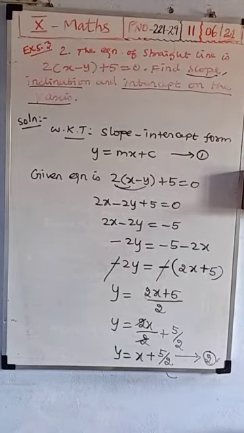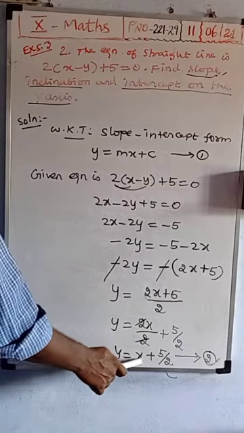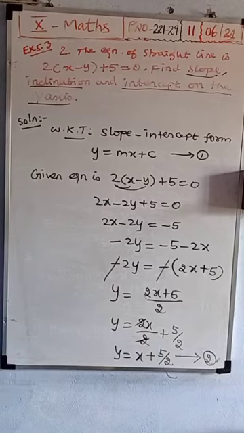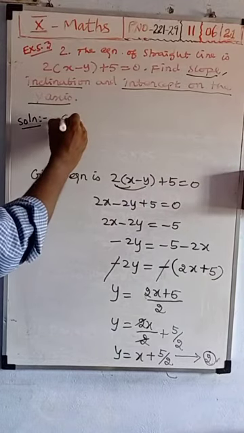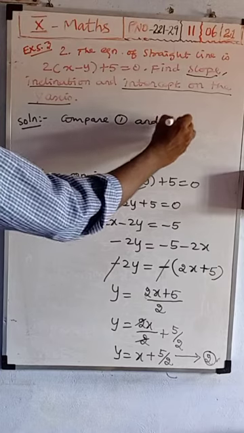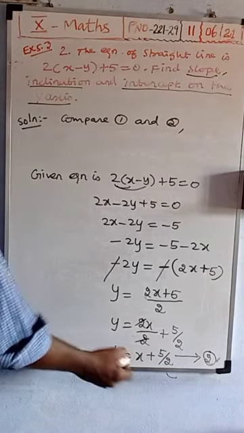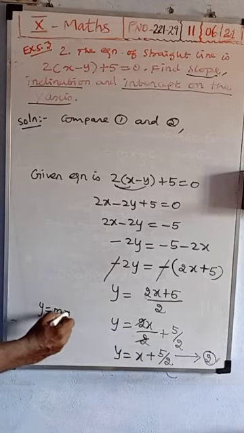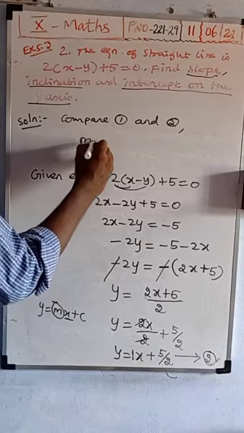So from 1 and 2 you compare. From 1 and 2 I have changed in this form: y is equal to mx plus c. Therefore comparing 1 and 2 we will get two values. Compare equation 1 and 2. In y is equal to mx plus c, the x coefficient is m. Here the x coefficient is 1, so m is equal to 1.